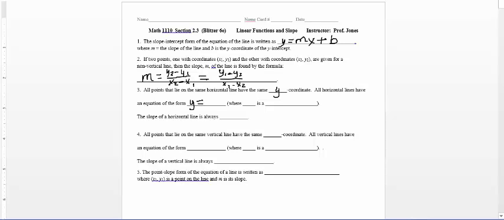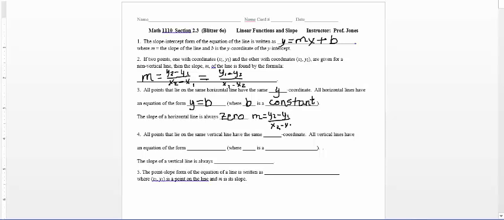All points that lie on the same horizontal line have the same y-coordinate. All horizontal lines have an equation of the form y equals b, where b is a constant. The slope of a horizontal line is always 0. And let's look at how that happens.